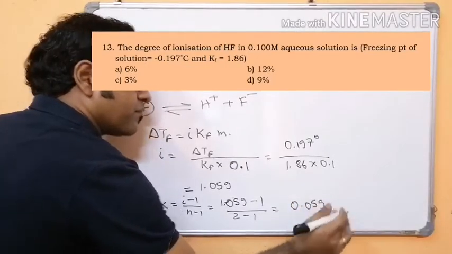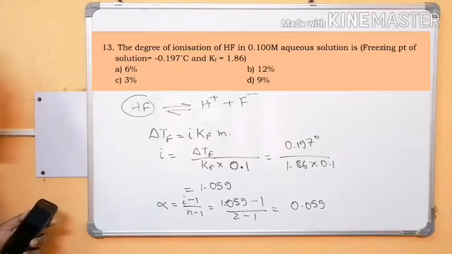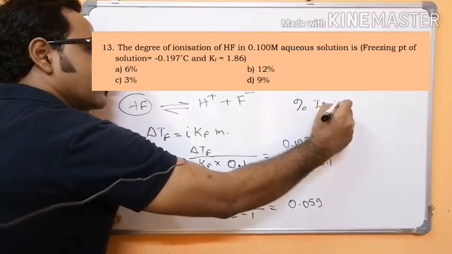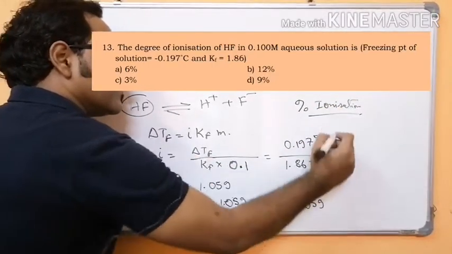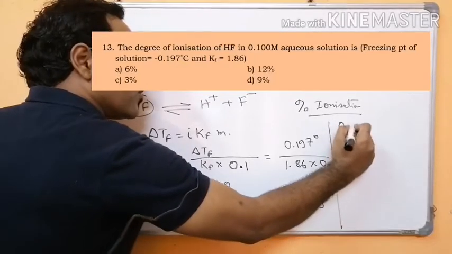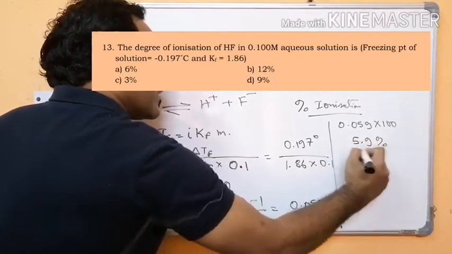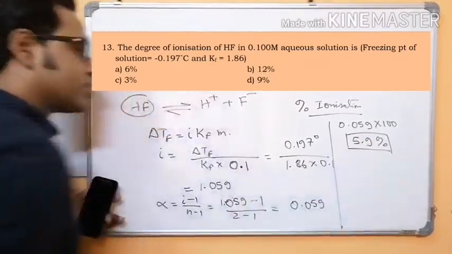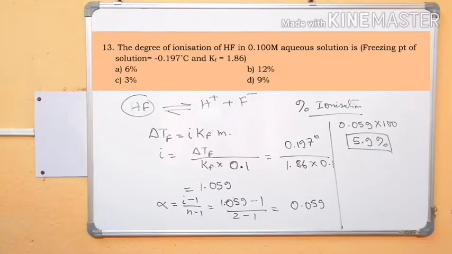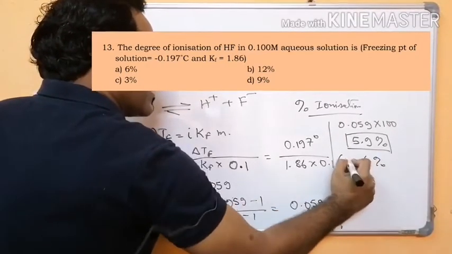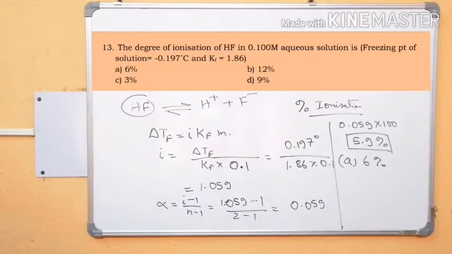So alpha is equal to 0.059. Hence we can write percentage ionization is equal to 0.059 into 100, so that is 5.9%. In the options you can see there is 6%, which is close to 5.9, so we'll take that option as the correct option. So it is option A, having 6% ionization. You can copy down the answer.